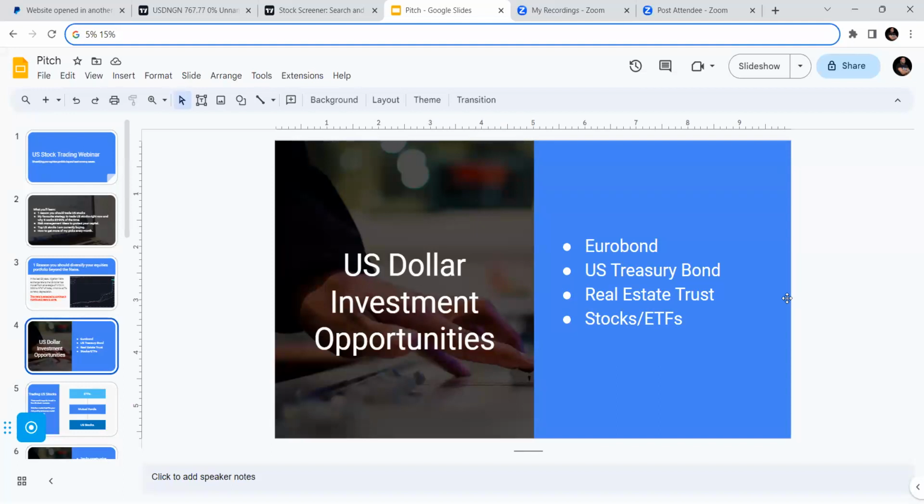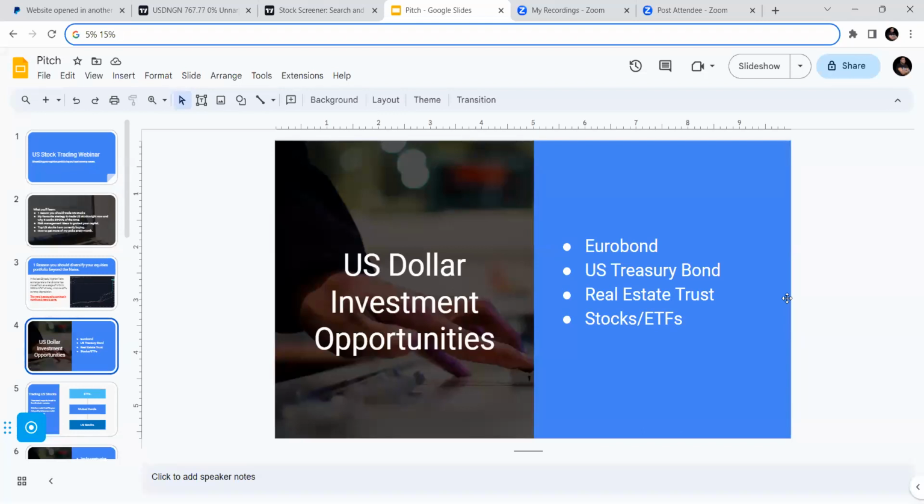If the Naira continues to depreciate against the dollar, you would know that at least that would help to increase the value of your portfolio. Then the fourth one is stocks and ETF, which is actually the focus, the essence of this webinar. The same way we've been investing in Nigerian stocks, here we're looking at the US stock market, US stocks and ETFs. So you have four options.